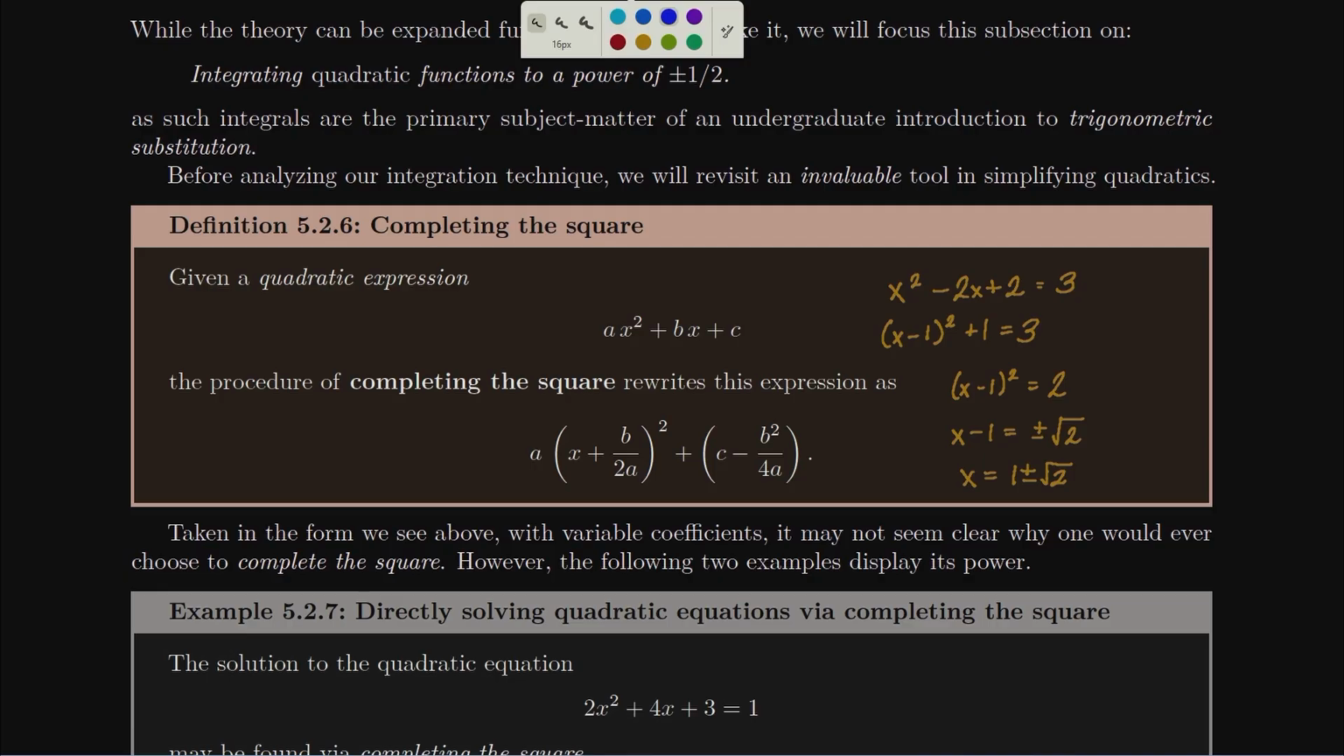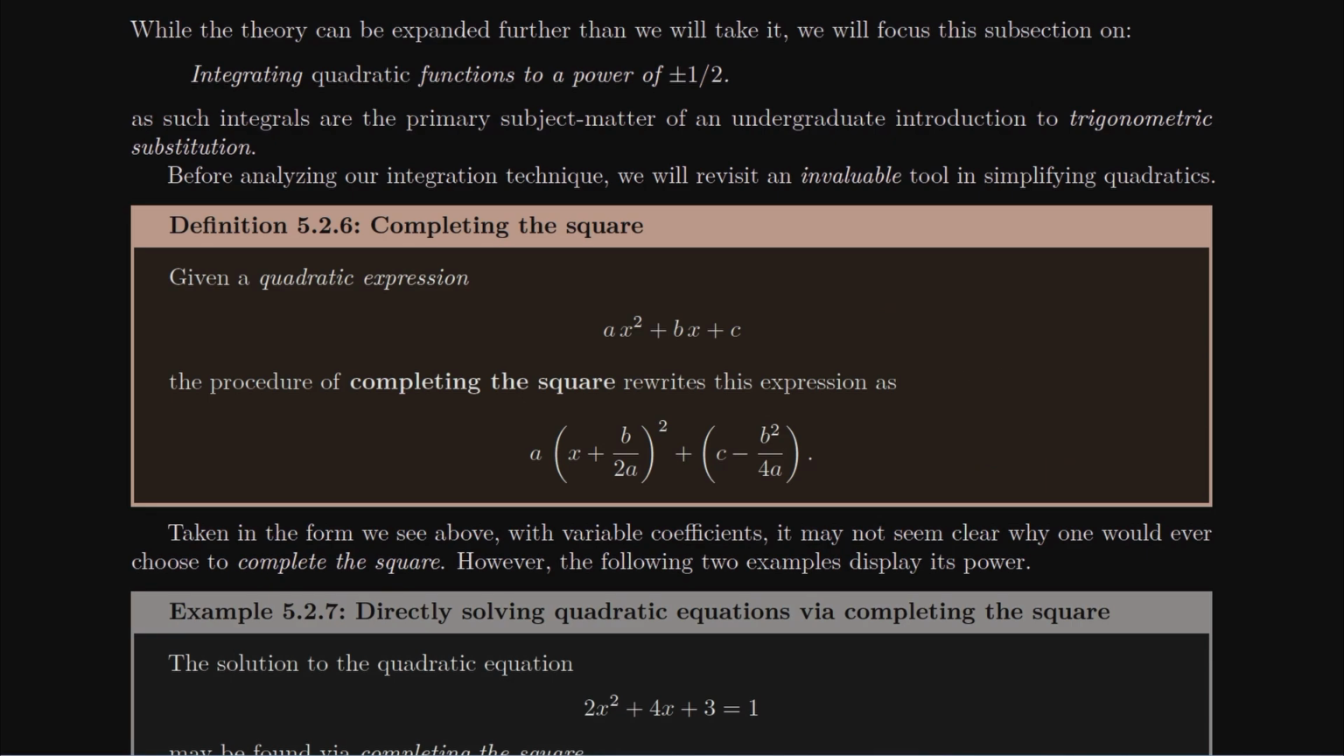The question really becomes, how did I move from the first quadratic, x squared minus 2x plus 2, into the second quadratic, (x minus 1) squared plus 1? That is the procedure of completing the square. Let's talk about how it works. You're always going to identify your 3 coefficients, just like in any other quadratic, a, b, and c. The completed square, recall, consists of exactly 2 pieces: x plus something, squared, and then a leftover constant.